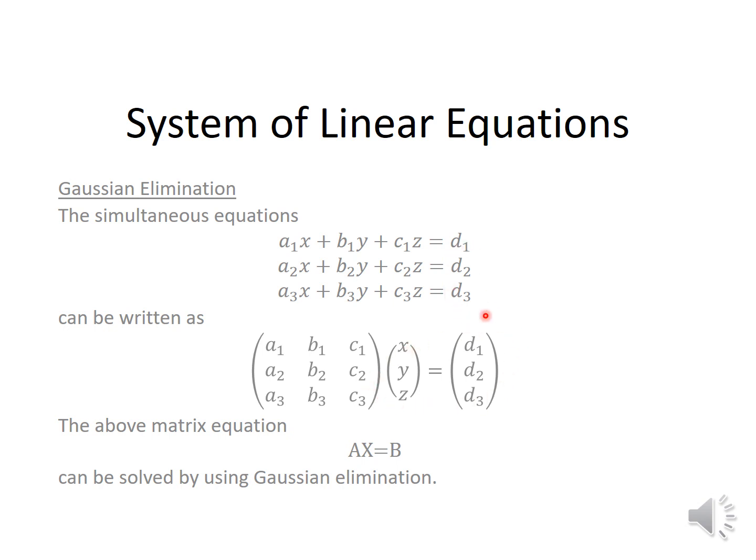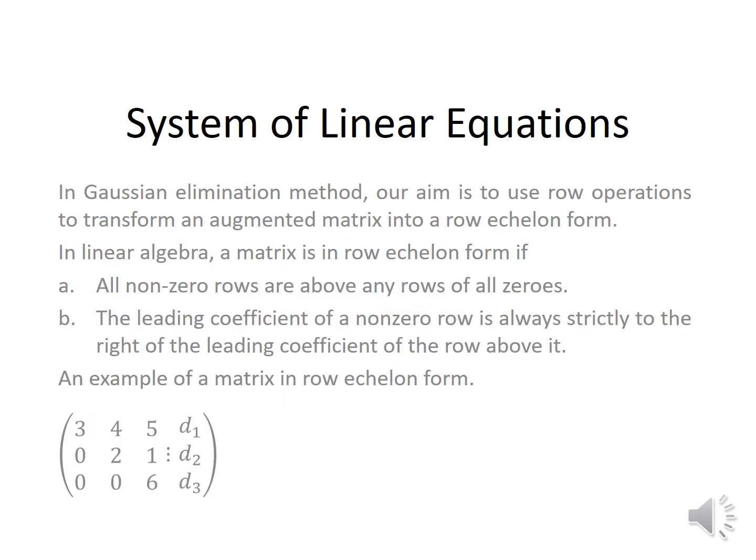This matrix equation, this system, can be solved by using Gaussian elimination. In the Gaussian elimination method, our purpose is to use row operations to transform an augmented matrix into a row echelon form.